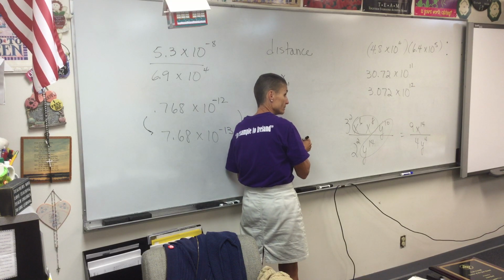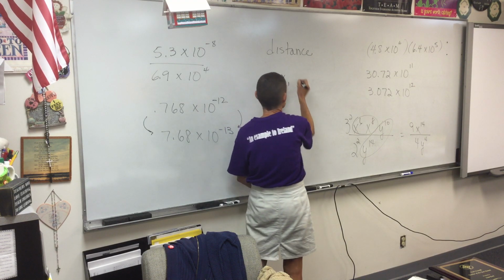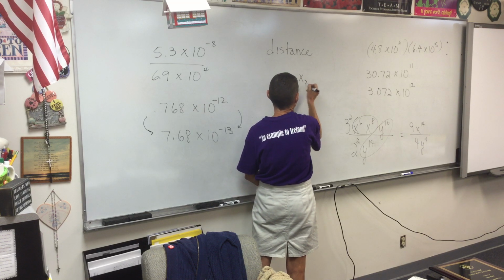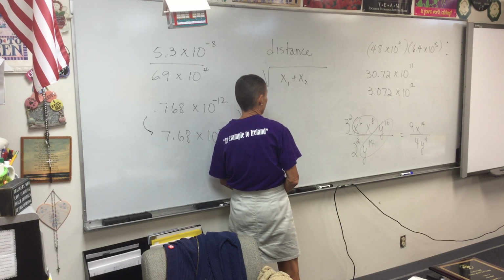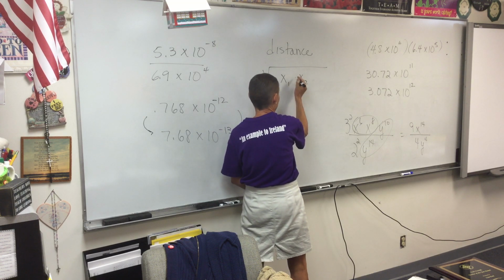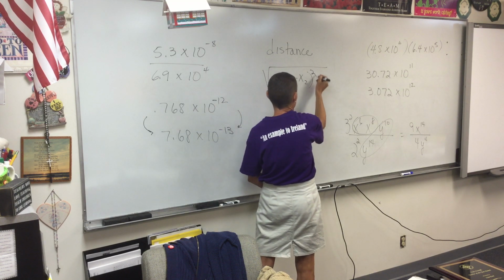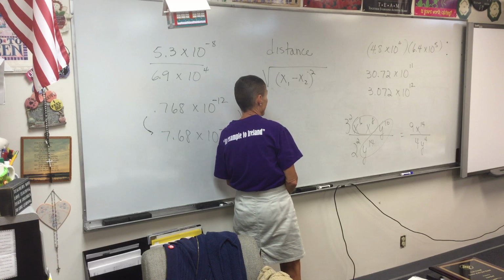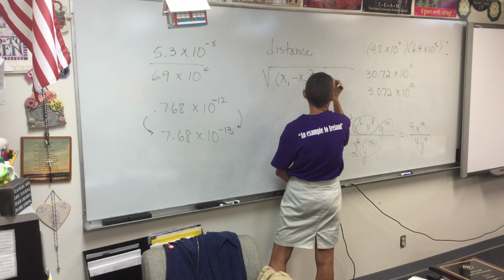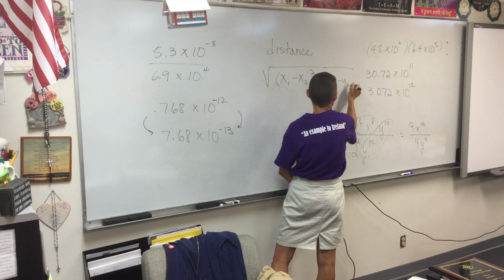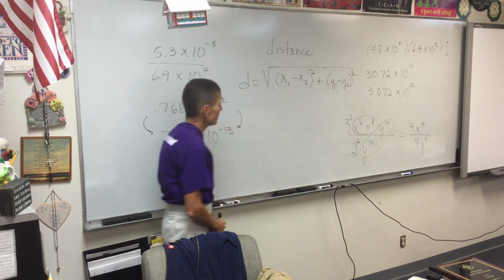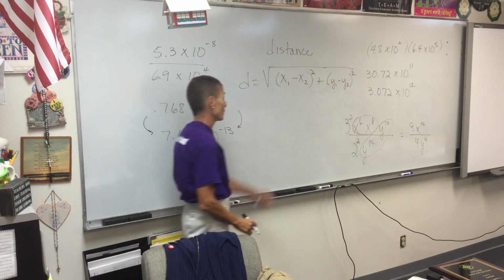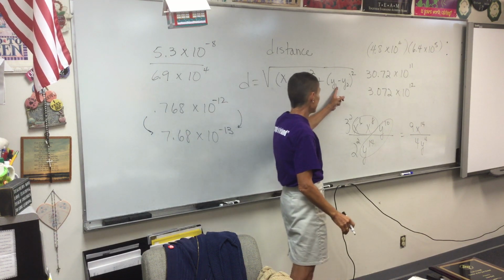X1 squared? No, x plus x2 squared versus square root of x1 plus x2. Okay, it's a big square root of x1 plus x2 squared minus, and then plus y1 minus y2 squared. That's it. That's your distance formula. D equals, that's it.